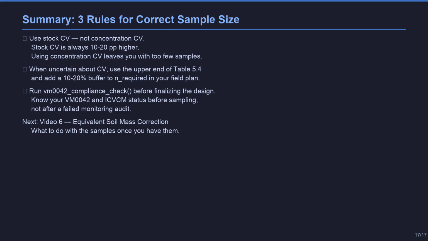3 things to take away from this video. First, use stock CV, not concentration CV. It's always 10 to 20 percentage points higher. Using concentration CV will leave you with too few samples and a failed precision check. Second, when in doubt about your CV, use the upper end of the Table 5.4 range for your landscape type. Then add a safety margin of 10 to 20% on top of the Cochran output in your field plan.